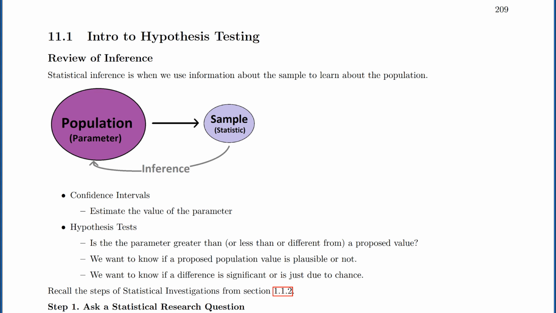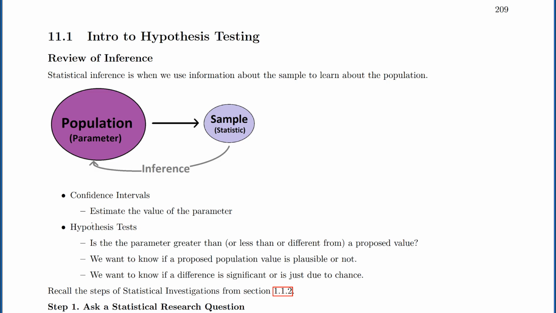In this section, we're going to do an introduction to hypothesis testing. So first, let's review inference. Statistical inference is when we use the information about the sample to learn about the population. So we have our population parameter, we take a sample, we get a statistic, and we then try to estimate or conclude something about a population.